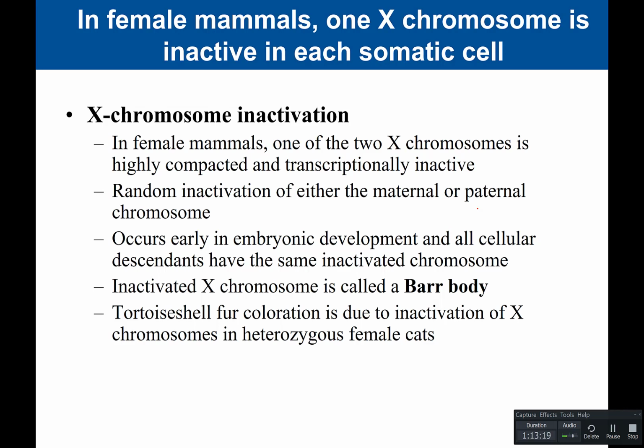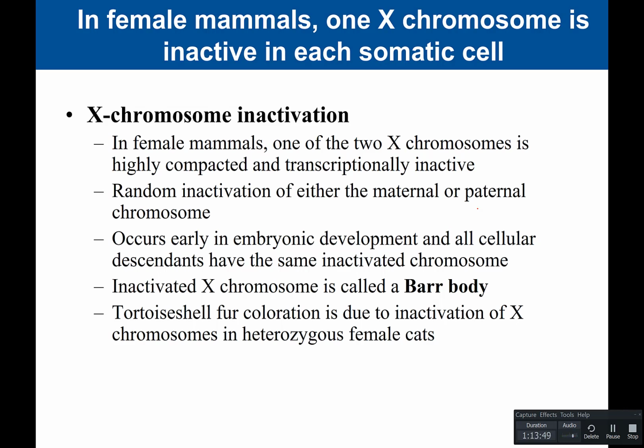And when the bar body is packed in tight and those genes are packed in real tight, we can't turn on gene expression because RNA polymerase can't get access to the promoters to initiate transcription. Now, this process is random. There is random inactivation of either the maternal or the paternal, and it happens early on in development. Some cells inactivate the one from mom. Some cells inactivate the one from dad.